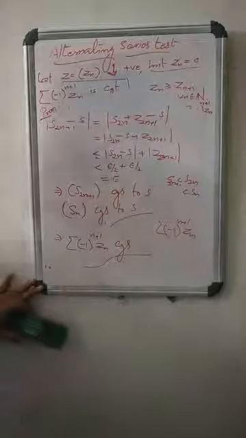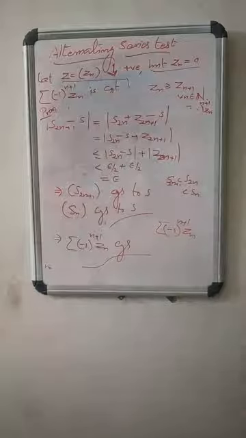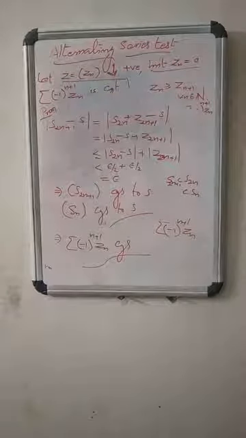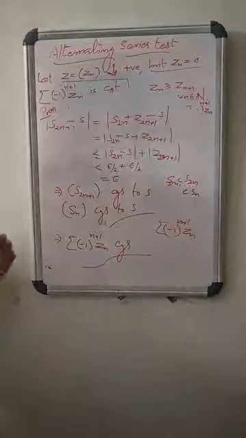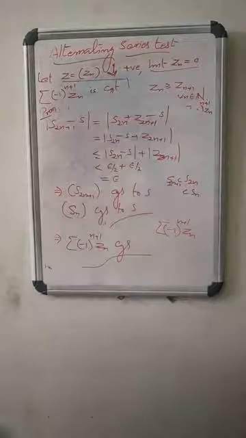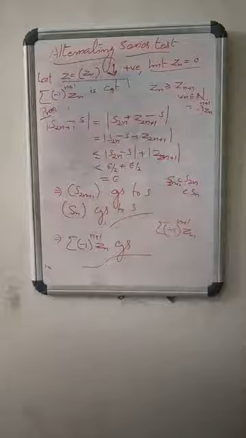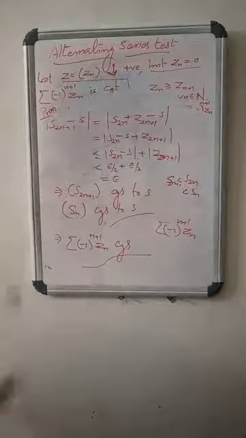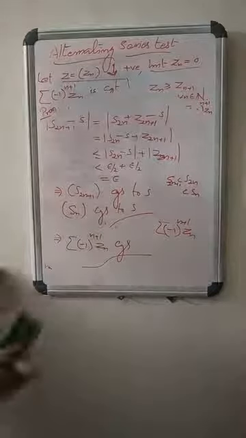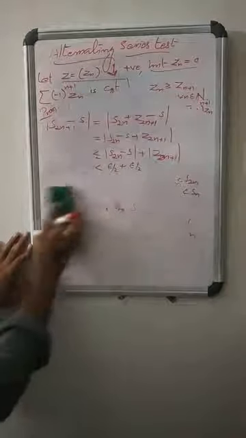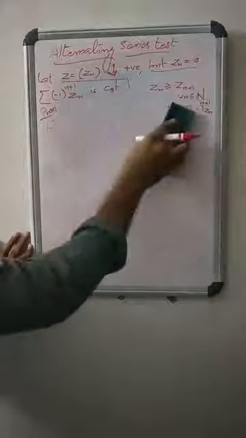So this is the alternating series test. The test is important and the proof is also important. The test says that if z_n is a decreasing sequence of positive reals with limit z_n equals 0, then the alternating series sigma (minus 1) power n plus 1 z_n is convergent. So this is the proof. After that, by using this result, now consider some problems.